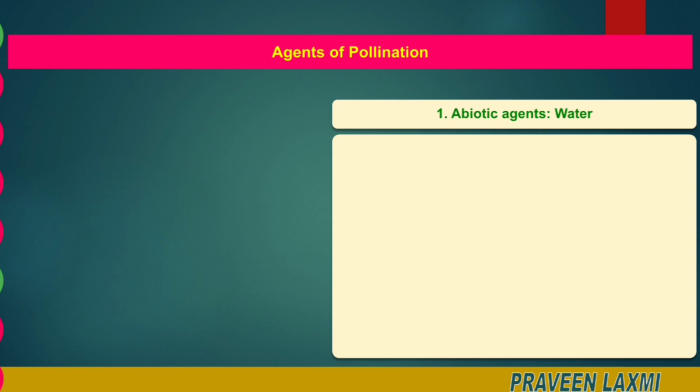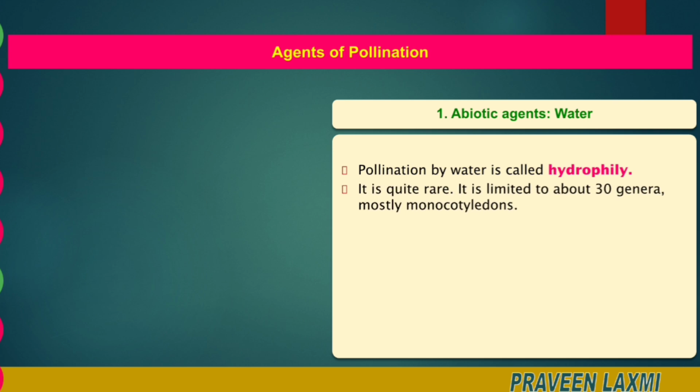Now coming to the next one, the next agent is water. The pollination by water is called hydrophily. What do you call it? Hydrophily, right? It is quite rare because mostly we see terrestrial plants compared to aquatic plants. As I already told, in nature the most common is wind pollination, and water pollination is quite rare. It is limited to only about 30 genera.